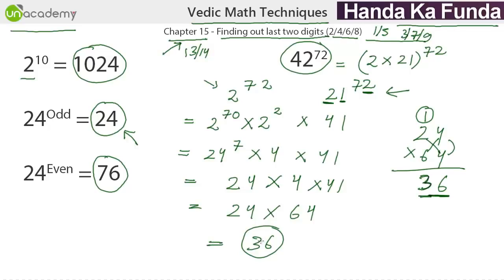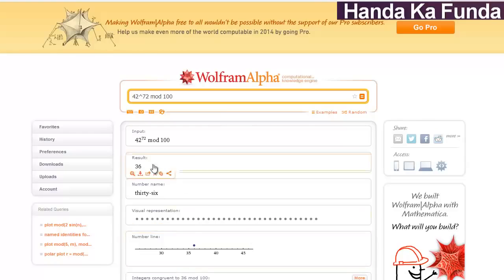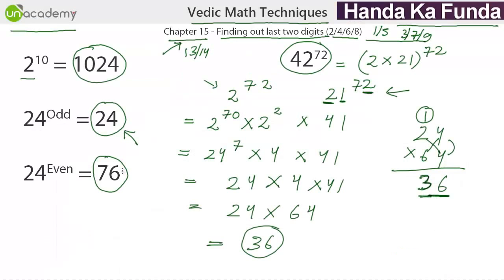And if you don't believe me, we always have Wolfram Alpha to check it. So let's do that. Our question was 42 to the power of 72. What will be the last two digits of it? I have it calculated here. 42 to the power of 72 mod 100, which is the remainder from 100, which is kind of asking the same thing. As you can see, the result is indeed 36. With which we can say that what we have done here is correct.